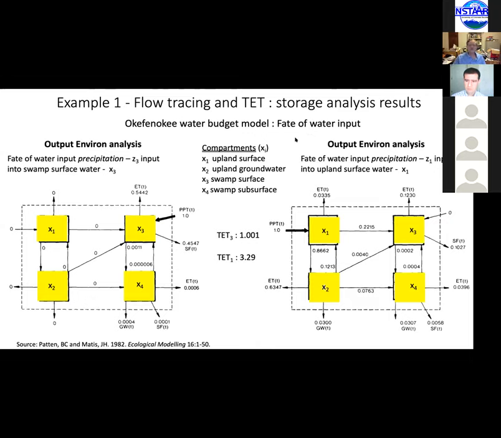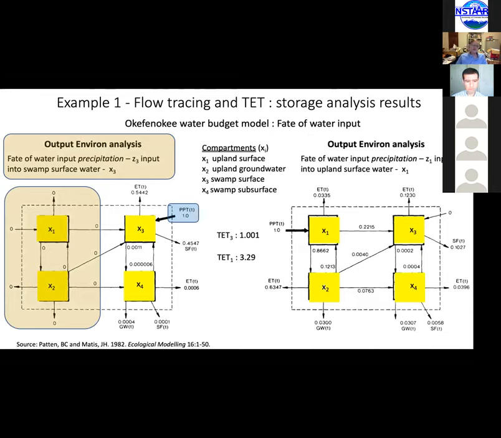So here's an actual environment output, what you can get from environment analysis. What we want to know is, what is the fate of the water that's input to the system? We've got two possibilities. The first one is, oops, sorry, I lost my cursor. The first one is that if we input to compartment 3, on the surface of the swamp, if it rains there, where can that water go? What can environment analysis tell us about that?